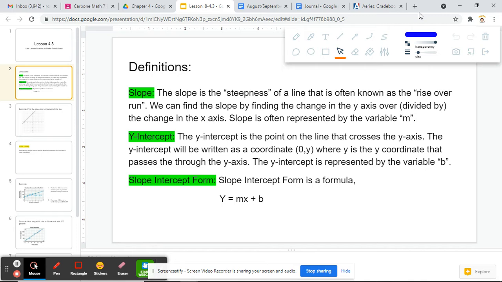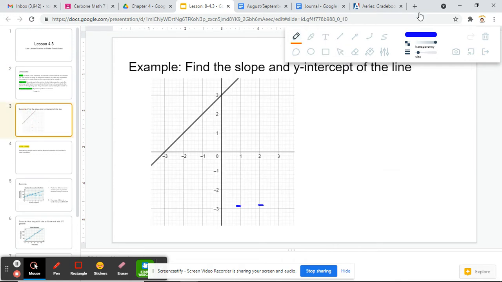And lastly, we have slope-intercept form. It's a formula that allows us to basically write the equation of a line. So slope-intercept form is y equals mx plus b, where m is our slope and b is our y-intercept. Okay, so going into this problem here.